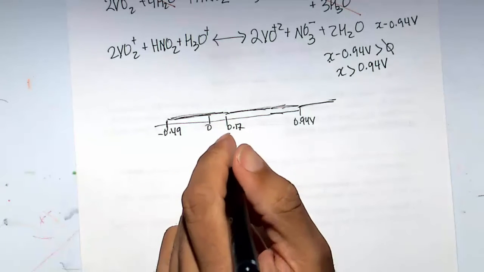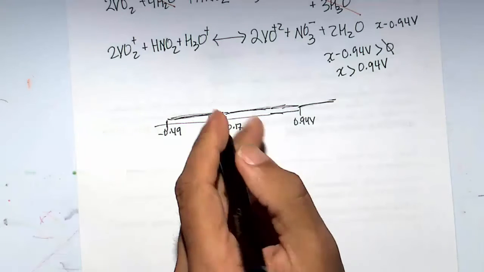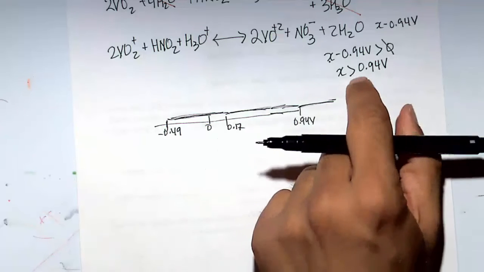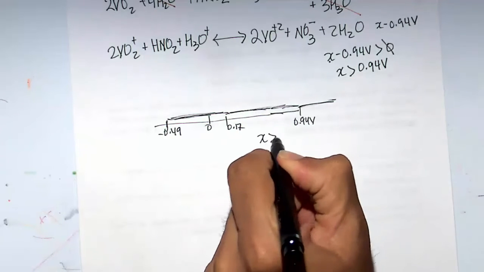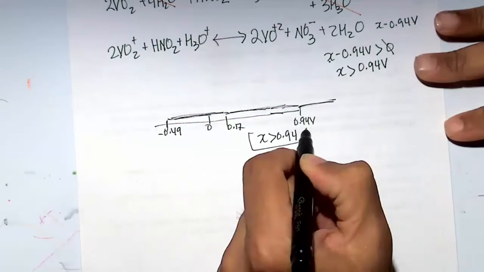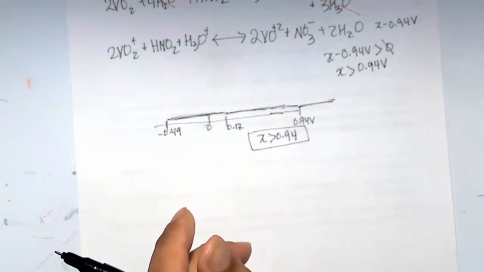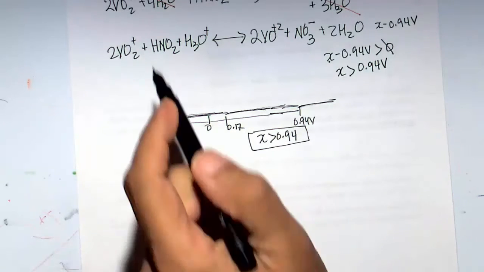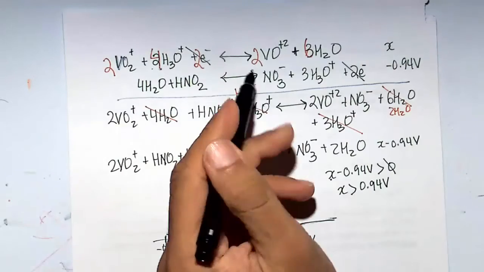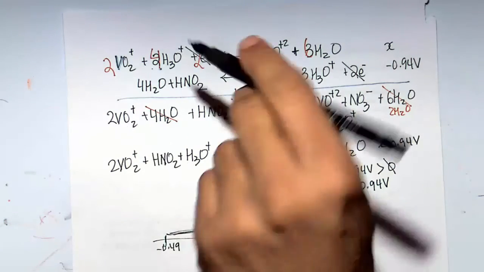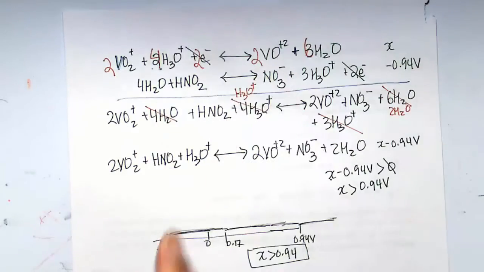The only thing that we could definitively say is that X is going to be greater than 0.94 volts. And that's our answer for the post-lab, determining which one reduced VO2+ to VO2+. Now we got to do the same thing, looking for those reagents that oxidized it, going the other way.